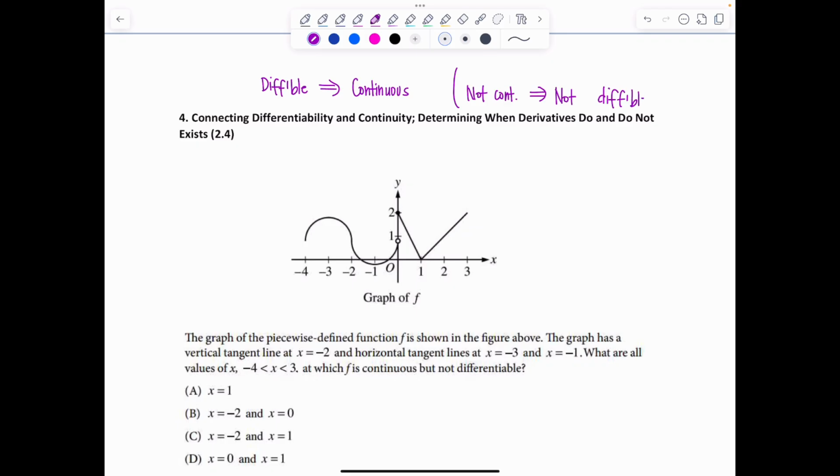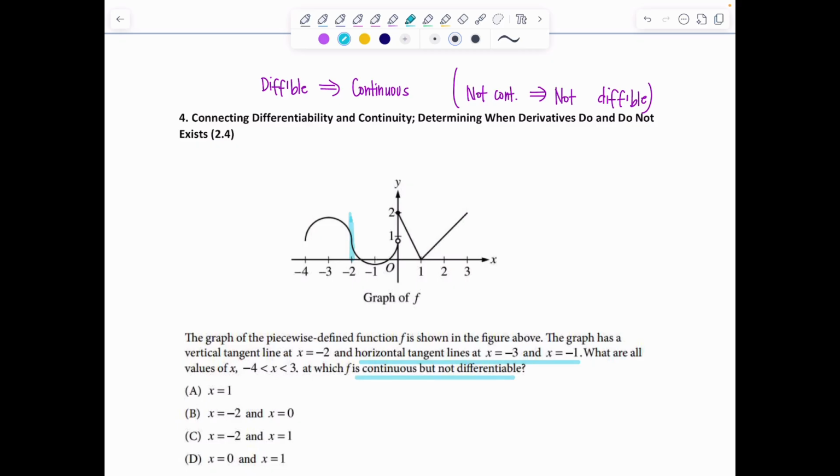Okay, this is a classic question. This is straight from an old AP test. The graph of the piecewise defined function f is shown in the figure above. The graph has a vertical tangent at x equals negative 2. Can you see? Right there. And horizontal tangent lines at x equals negative 3 and x equals negative 1. Nobody cares about those. What are all the values of x between negative 4 and 3 at which f is continuous but not differentiable?